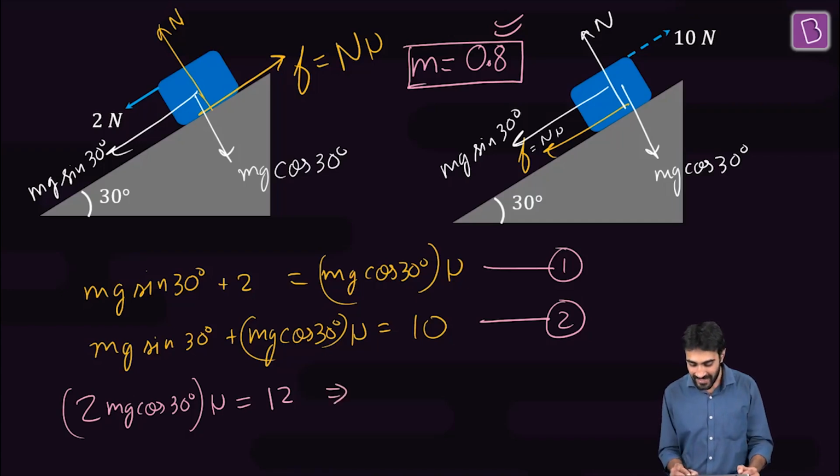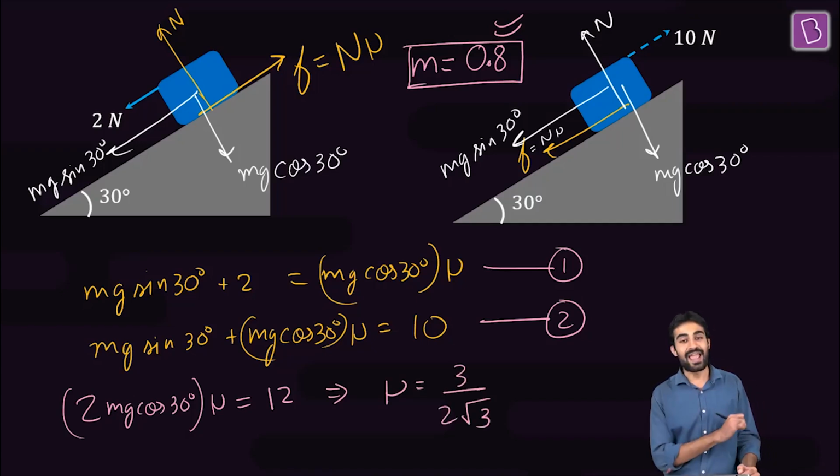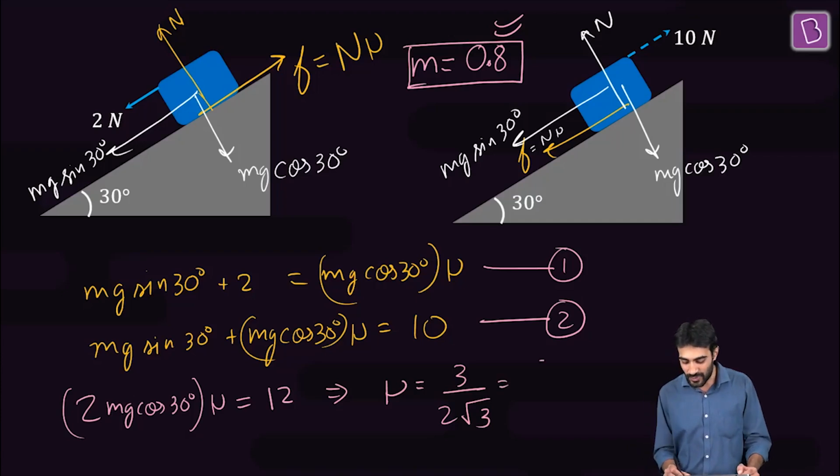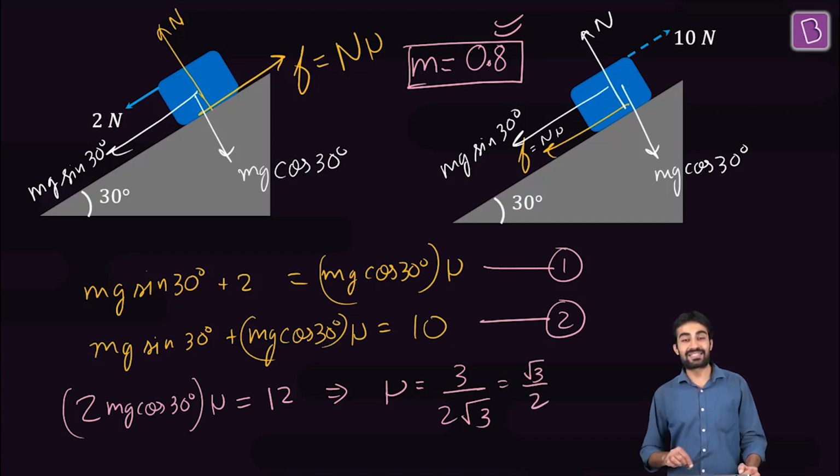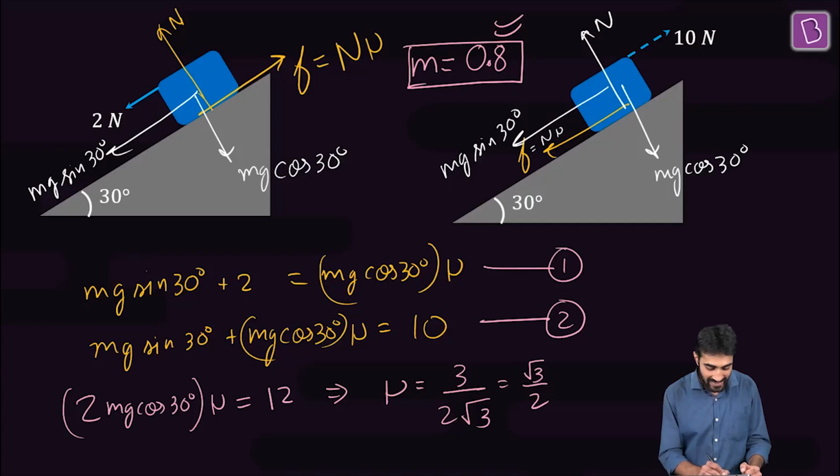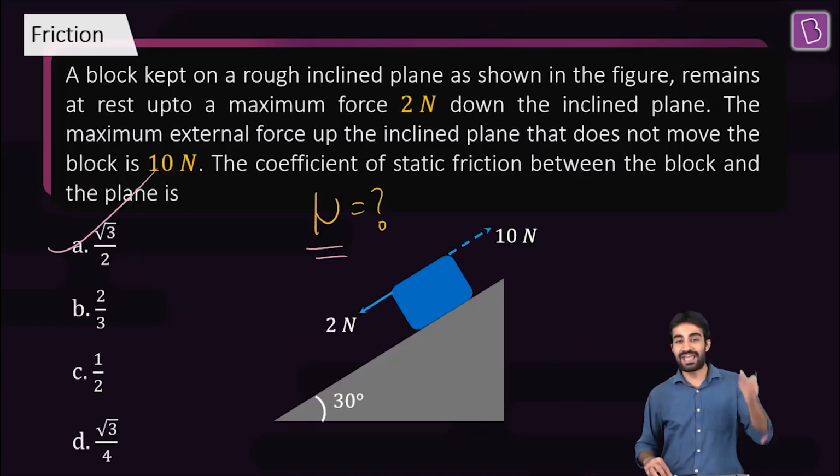So we are getting mu is equal to 3 by 2 root 3. And this means root 3 by 2 is the correct answer for our question. Mu must be equal to root 3 by 2. Let us see. Option A is the correct answer for our question.